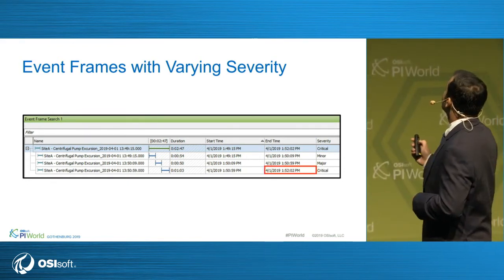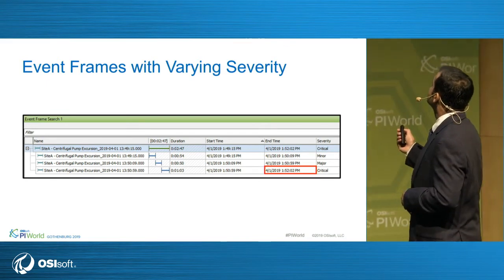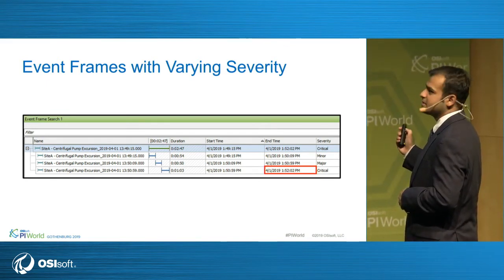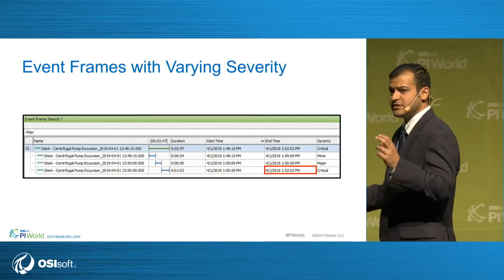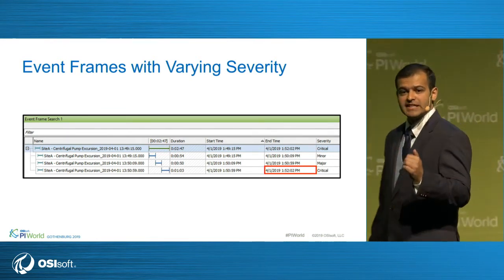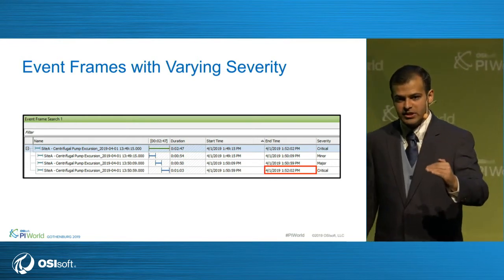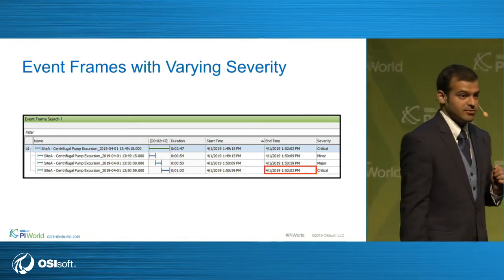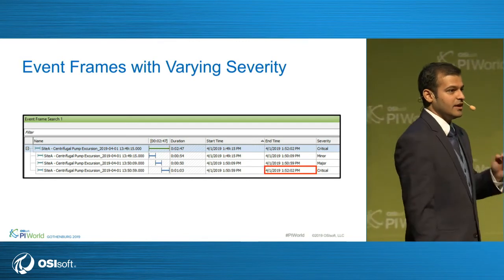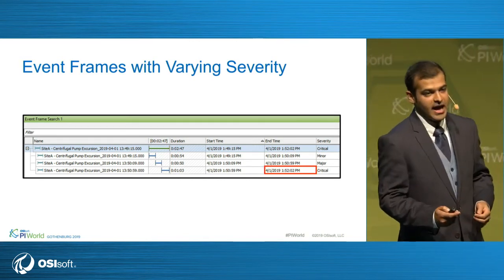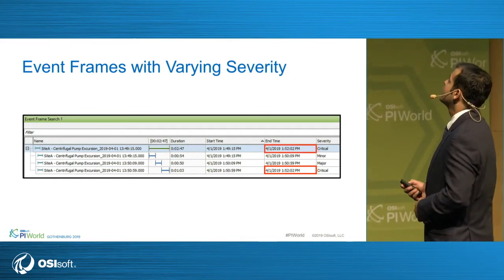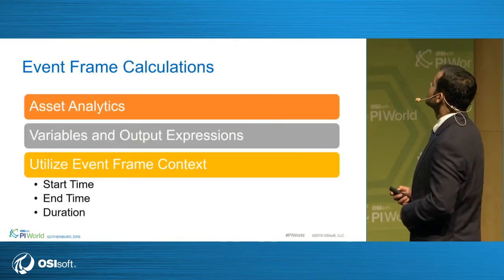So when I look at my close of event, the close of event would be at the same time as the end time of my critical event. And my overall event has the severity of critical because it would take the highest one that's available within the direct children. Makes sense, because if there is something critical under my event, then obviously overall that event becomes critical for me. So that's pretty much how the event frames with varying severity change.